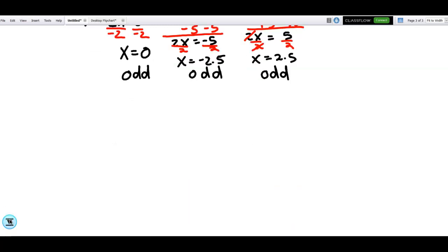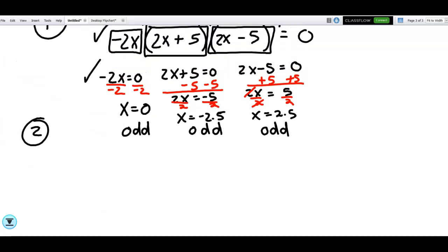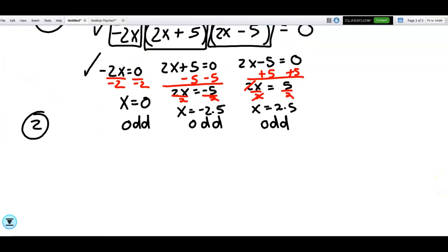Step 3 is to determine whether we go through or bounce. Well, when you have an odd multiplicity, you go through. So they're all throughs.